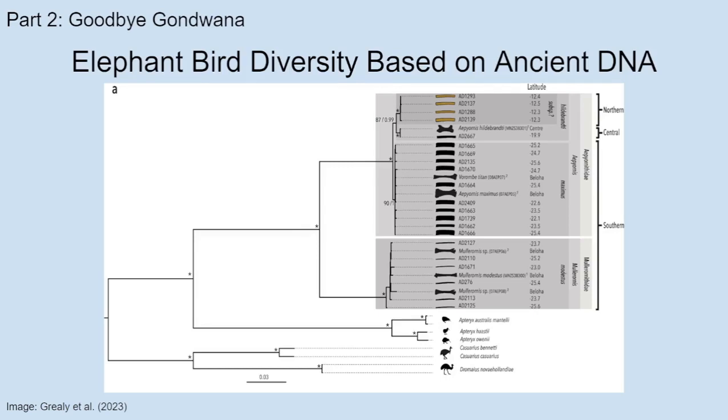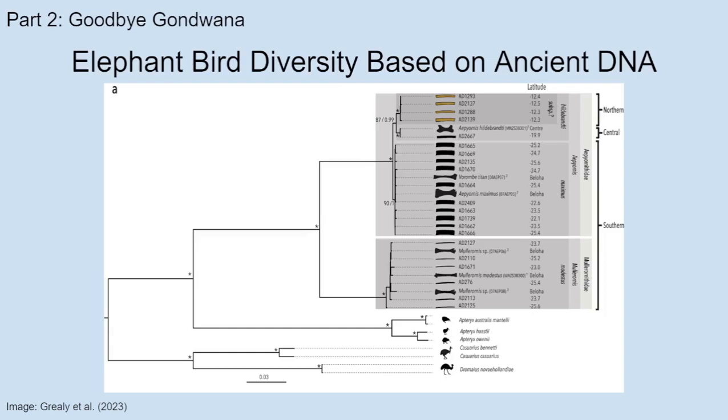This was a pretty cool study that gave us some new insight into elephant bird evolution, and it seems to suggest that we need to rethink once again our conceptions of how many elephant bird species there were. Do you have anything to add to this?